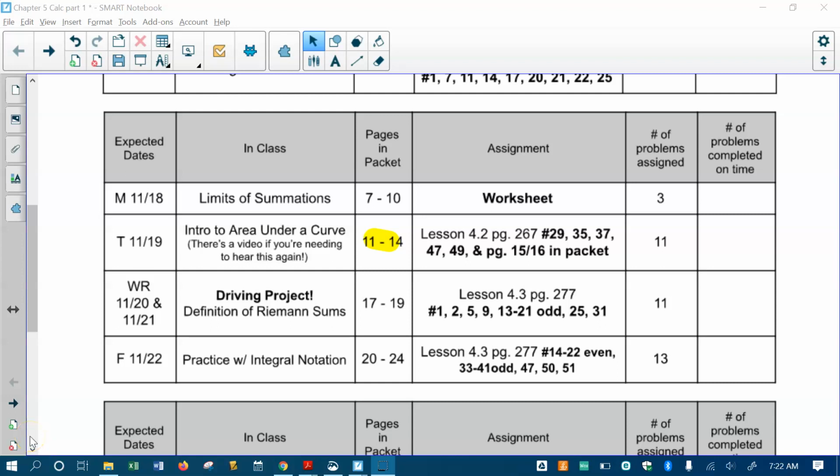Hello everybody, this is going to be the video for Intro to Area Under a Curve. This is going to be for pages 11 through 14 in your packet. You may need a calculator, but most likely you won't. And we're going to go in and get going.